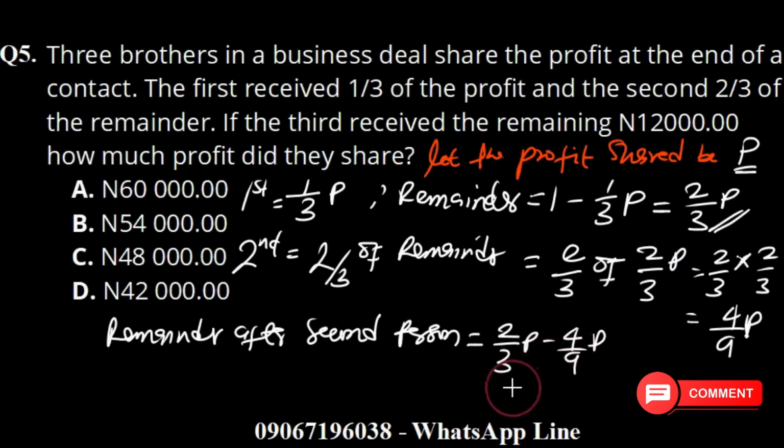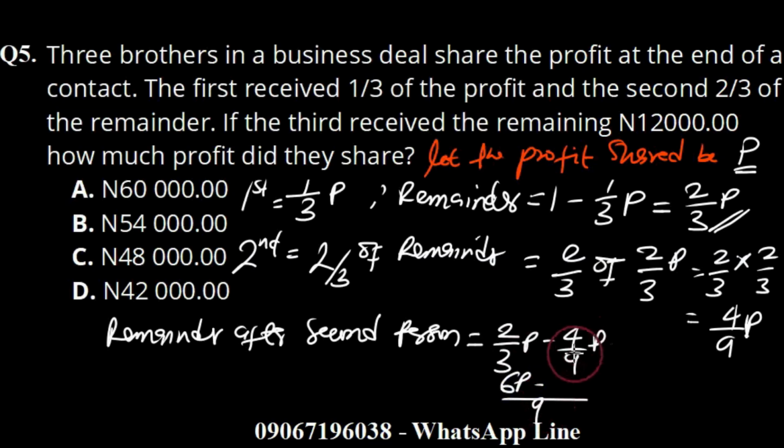Look for the LCM. So this LCM is going to give us 9, and then 3 into 9 is going to be 3. 3 times 2p is going to be 6p, minus 9 into 9 is 1. 1 times 4p is going to be 4p. So 6p minus 4p, this is going to give us 5p over 9. All right, so this is what we have.